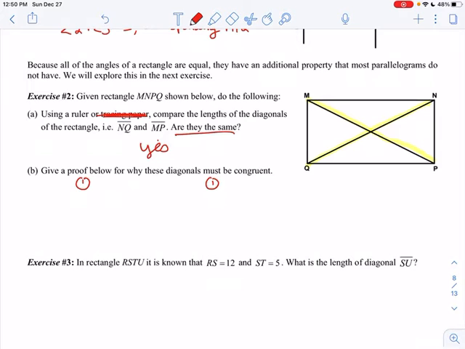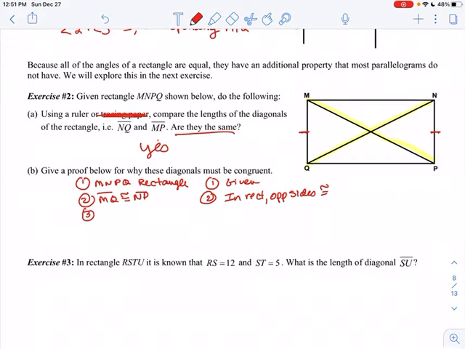I'm going to start, I know it's a rectangle. So MNPQ is a rectangle. That's my given. If it's a rectangle, I know that MQ, this side on the left, is congruent to NP. MQ is congruent to NP because a rectangle is a parallelogram and opposite sides are congruent. So in a rectangle, opposite sides are congruent because it's a parallelogram.